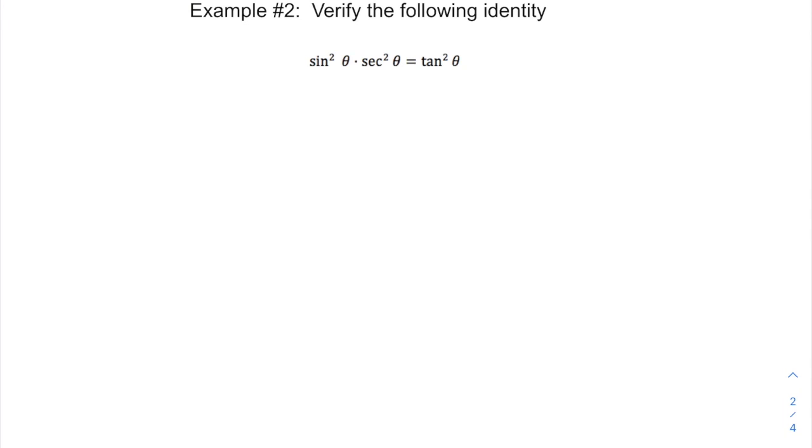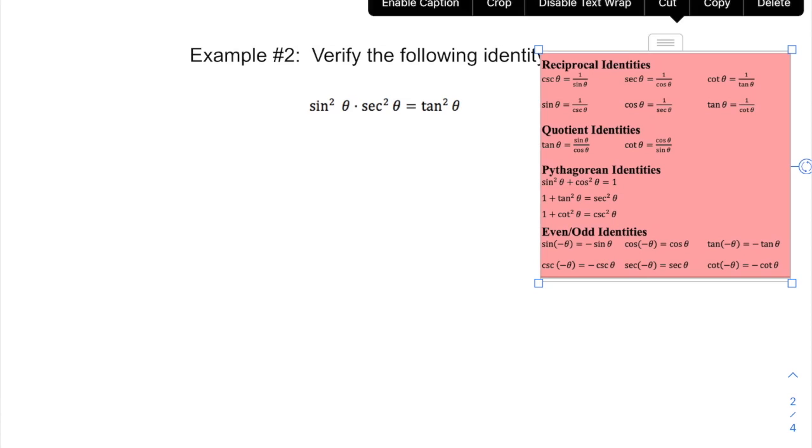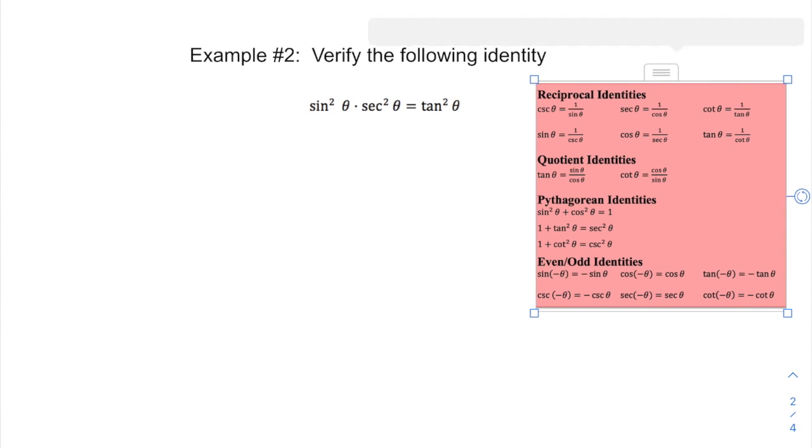Second verify question, sine squared theta times secant squared theta equals tan squared theta. Again, I'm going to start with the same box so that I have something to look at, and I'm going to draw the line down the equal sign. My goal is to pick one side and work only on that one side. I'm going to work on the left side because there's more to it again.